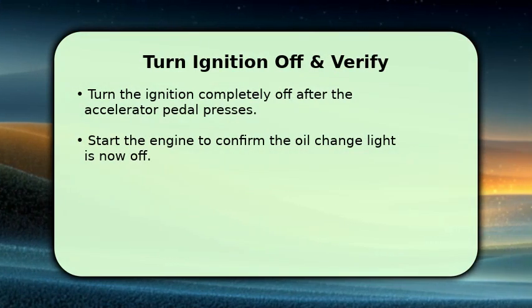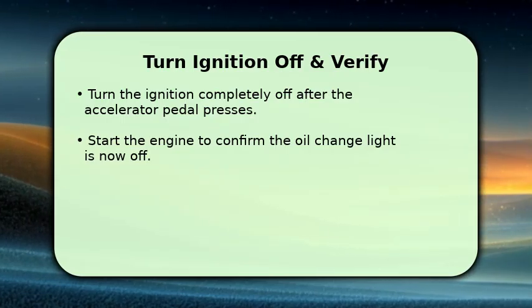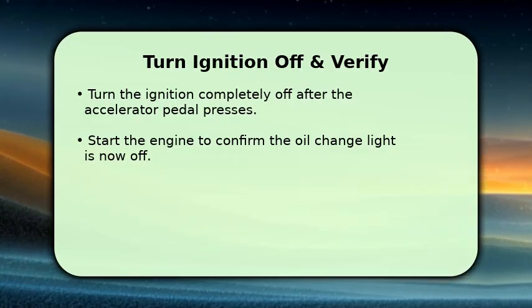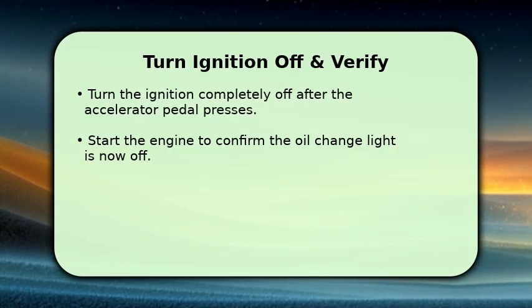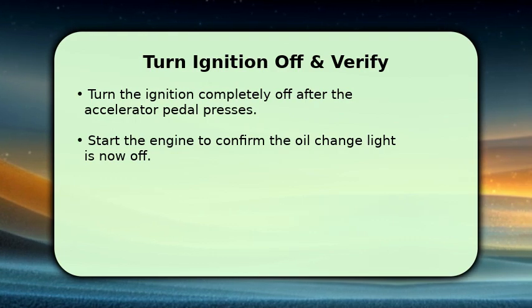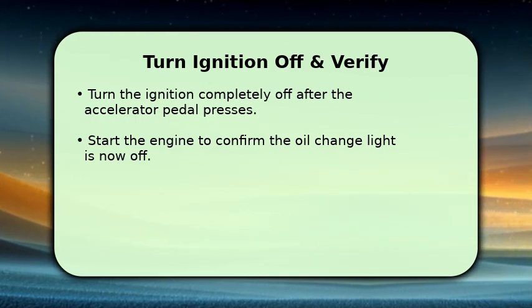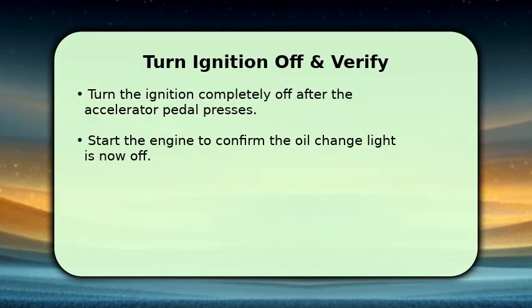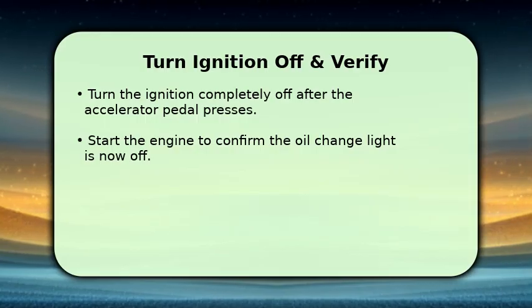After completing the 3 accelerator pedal presses, turn your ignition completely off. This finalizes the reset command within the vehicle system. Now, start your engine as you normally would. The oil change indicator light should no longer be illuminated on your dashboard, confirming a successful reset. If it remains on, simply repeat the entire process.